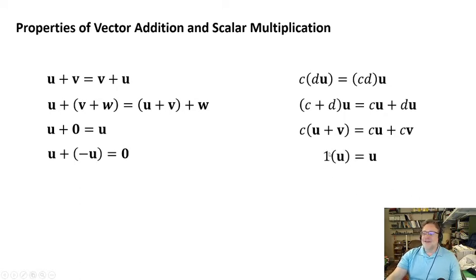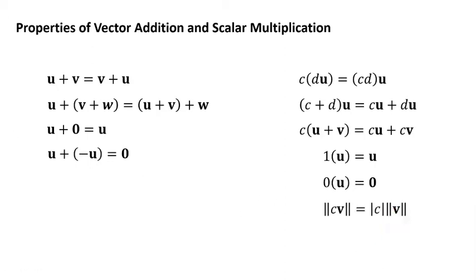And any vector multiplied by 1 doesn't do anything to it. It's still the same vector. And any vector multiplied by 0 becomes the 0 vector. And also, we saw this next one before.